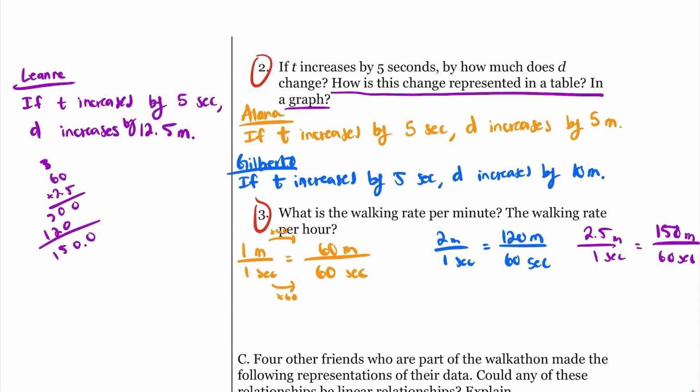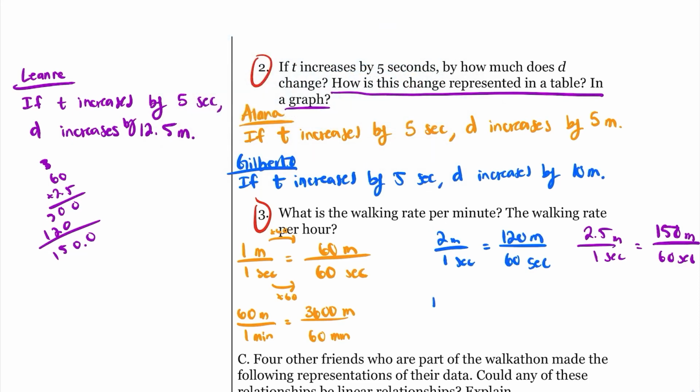Okay, and then we got to find the walking rate per hour as well. So if we take these new unit rates of meters per minute, so 60 meters per 1 minute, and we want to figure out, well, how fast do they walk per hour? So we're going to do 60 times 60 to get 3,600 meters per second. What am I talking about? Meters per hour, excuse me.